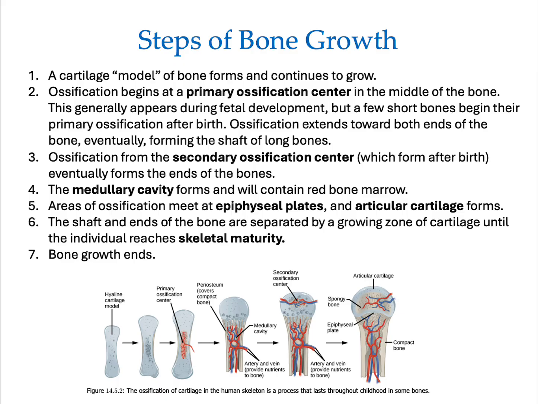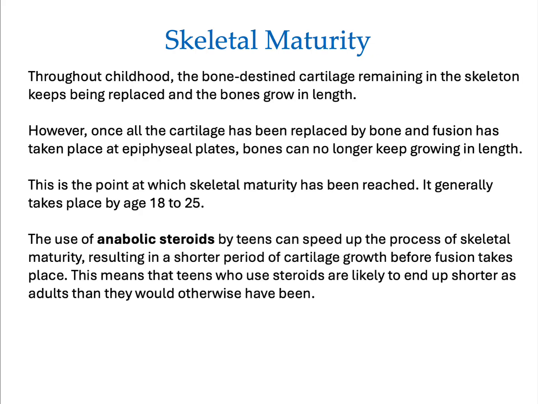The shaft and ends of the bone are separated by a growing zone of cartilage until the individual reaches skeletal maturity, and then bone growth ends. But of course, maintenance continues. Skeletal maturity. Throughout childhood, the bone-destined cartilage remaining in the skeleton keeps being replaced and the bones grow in length. However, once all the cartilage has been replaced by bone and fusion has taken place at the epiphyseal plates, the bones can no longer keep growing in length. This is the point at which skeletal maturity has been reached. It generally takes place by age 18 to 25.